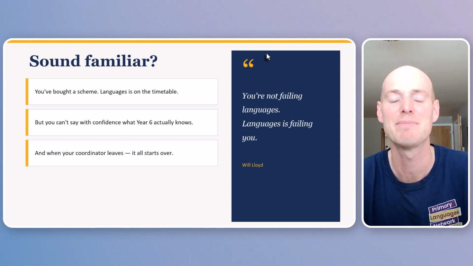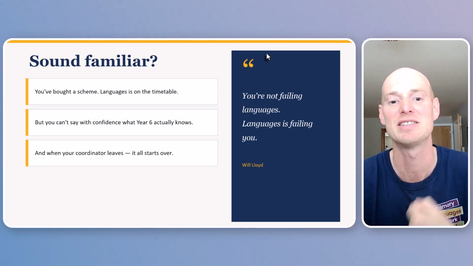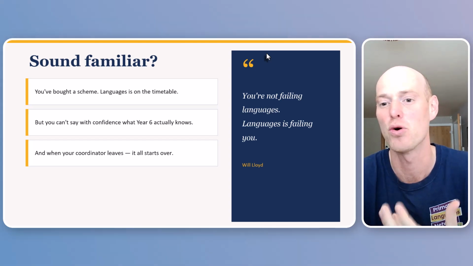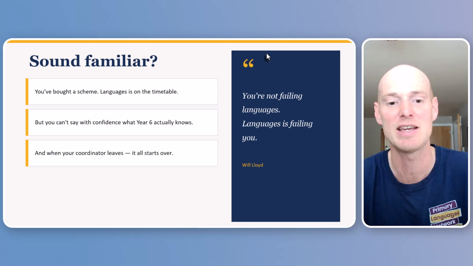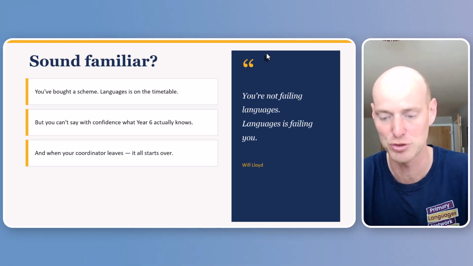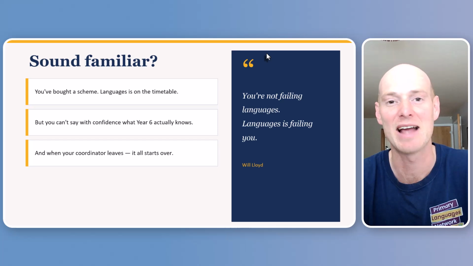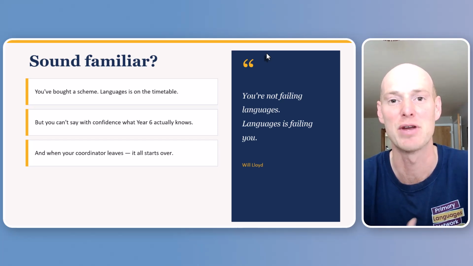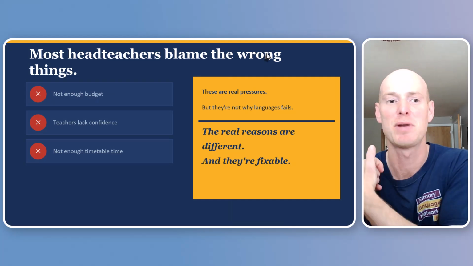You've bought a scheme, languages is definitely on the timetable, but you can't say with confidence where your Year Sixes are and what they actually know or do. And if your coordinator were to leave, you have the fear that it would all start over again. It would all collapse. The teachers are barely teaching by a thread here, and they're really struggling with it, and their coordinator is very much carrying the subject. Now, most head teachers blame the wrong things.